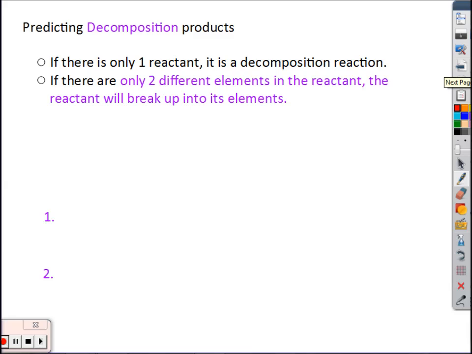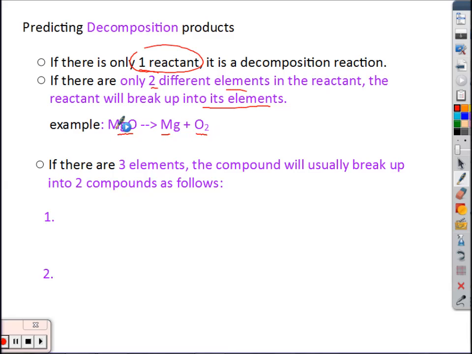Decomposition reactions. I recognize this if there is only one reactant. So something has one thing that it starts with, and usually you have to add heat or add electricity or add a catalyst to make it start breaking up. If it doesn't do that, it generally is stable as that one compound. If there's only 2 elements in the one compound, it usually breaks up into its elements. For example, magnesium oxide breaks up into magnesium and oxygen.